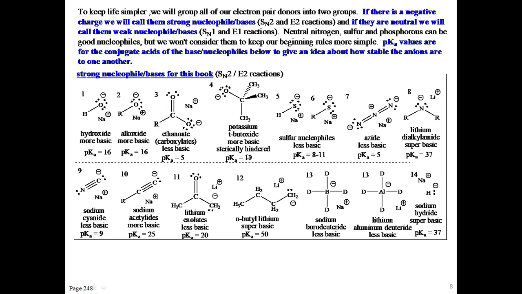This last one, if you look at the pKa, is super basic compared to these guys. 19 versus 16, that's like 10 to the 3 different. Also, it has 3 methyls, which makes it very sterically bulky. And so this one will not do SN2 except at a methyl. Otherwise, it will be E2. This is one you got to remember special from the other guys.